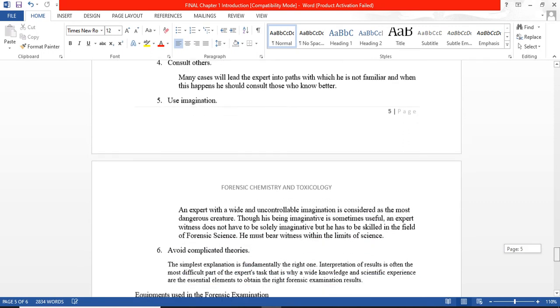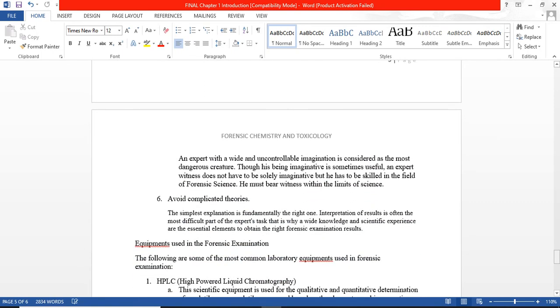Next is use your imagination. Okay, an expert with a wide and incredible imagination is considered the most dangerous creature. Through this, being imaginative is sometimes useful. An expert witness does not have to be solely imaginative, but has to be skilled in the field of forensic science. He must bear witness within the limits of science.